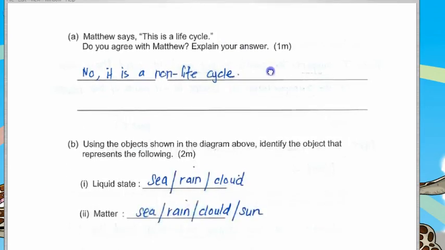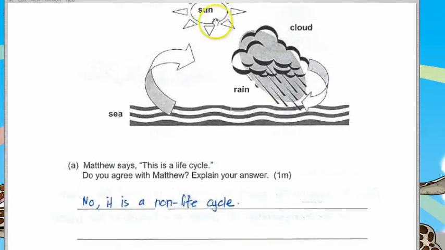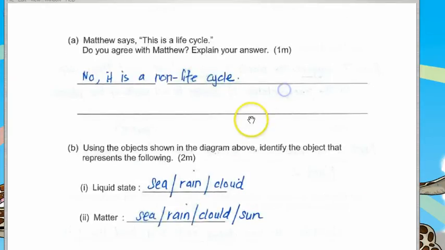Now, using the objects, whatever you see over here, which of the following are in liquid state? The sea, the rain, the cloud are in liquid state. I guess the gaseous state cannot be seen. Gaseous water vapor is invisible, therefore you can't say it's gaseous state. The cloud is not gaseous state, it's more of a liquid state also.